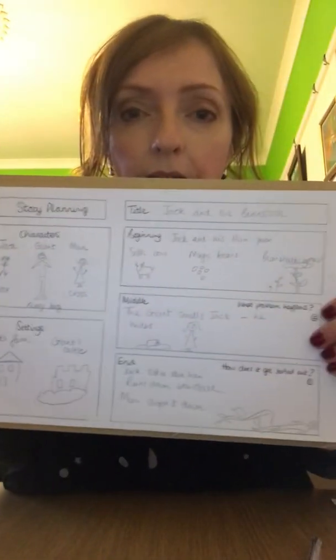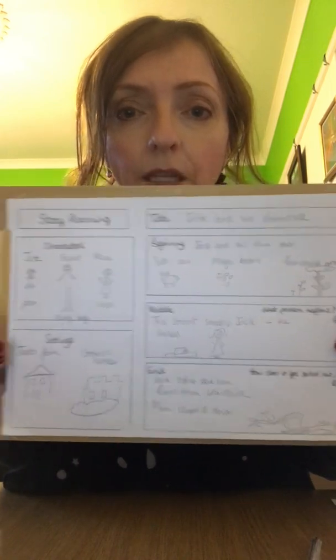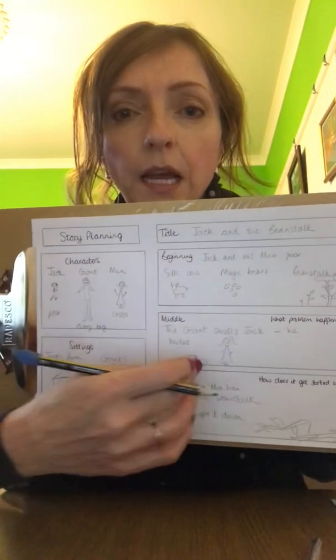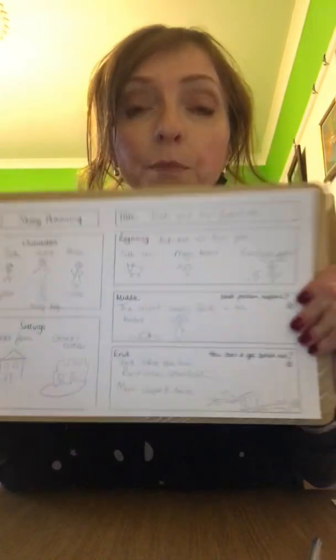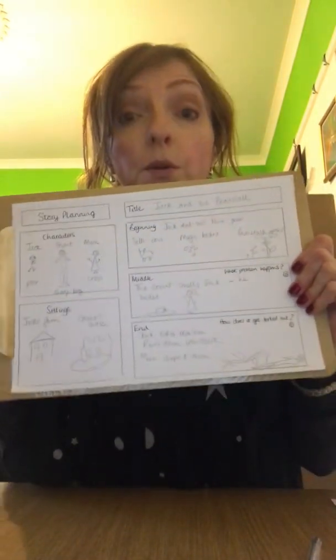So that's what I'd like to see on your plan. Just a rough outline of each area of your story, and then you can colour the pictures, and then keep this because you're going to use this tomorrow to do your big write.